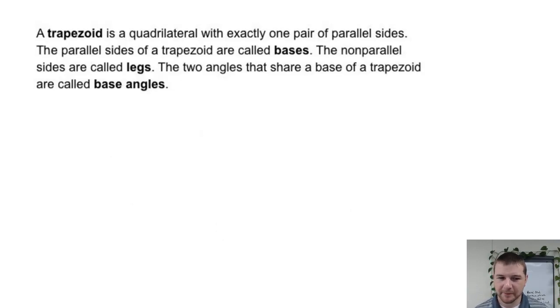A trapezoid is a quadrilateral with exactly one pair of parallel sides. The parallel sides of a trapezoid are called bases. The non-parallel sides are called legs. The two angles that share a base of a trapezoid are called base angles.